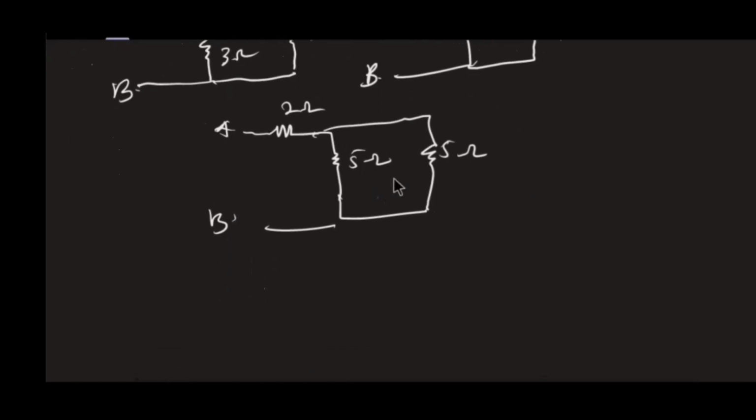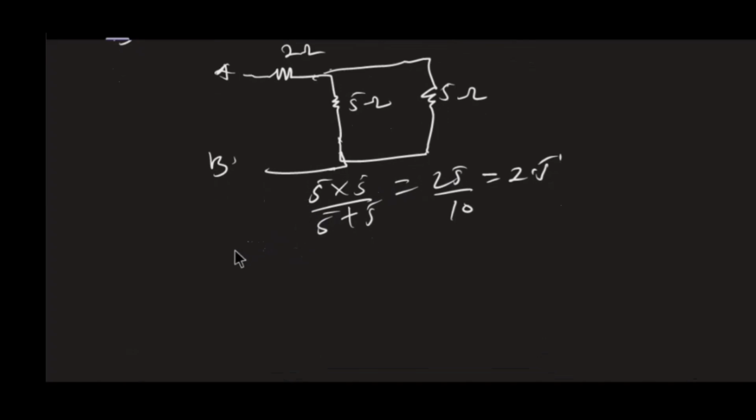And at this point, 5 and 5 are clearly in parallel. When I traverse through them, they are the only two resistors I see. Then there's a node, there's a node. So they are parallel. Hence, the parallel combination will be 5 times 5 over 5 plus 5. That will give me 25 over 10 equal to 2.5. Hence, from A, I'll get my 2 ohm. Then I'll get my 2.5 ohm. Then it will move to B.